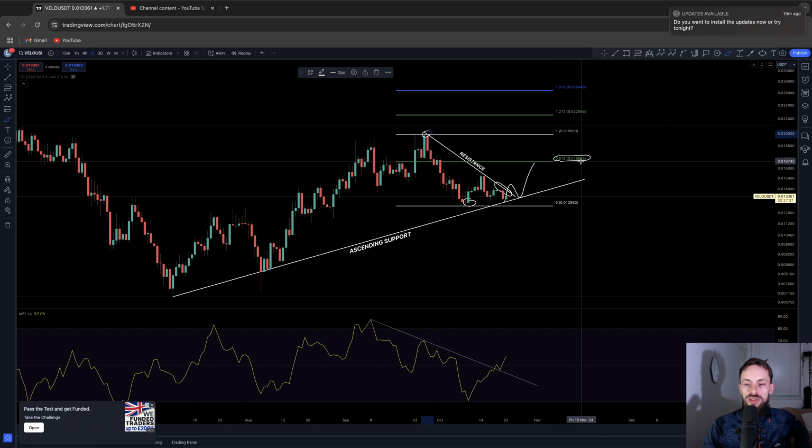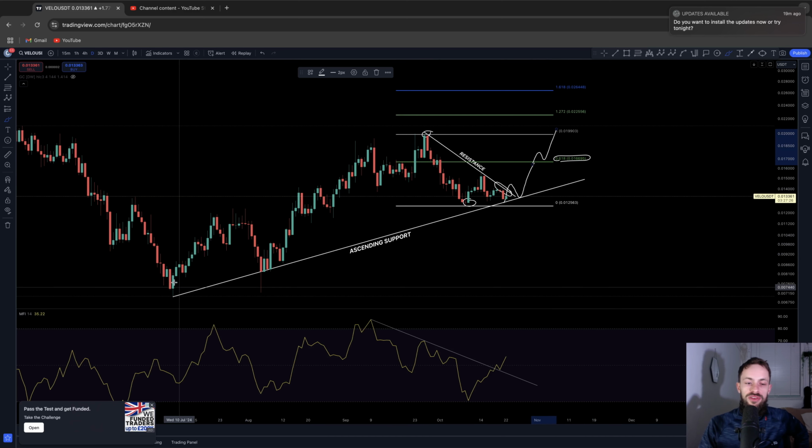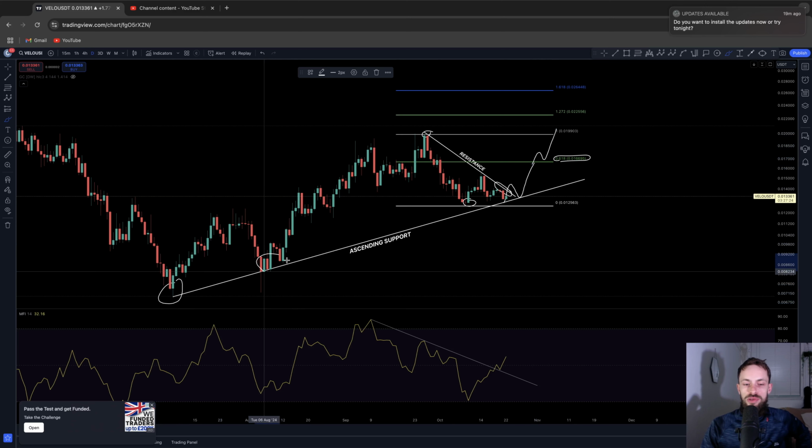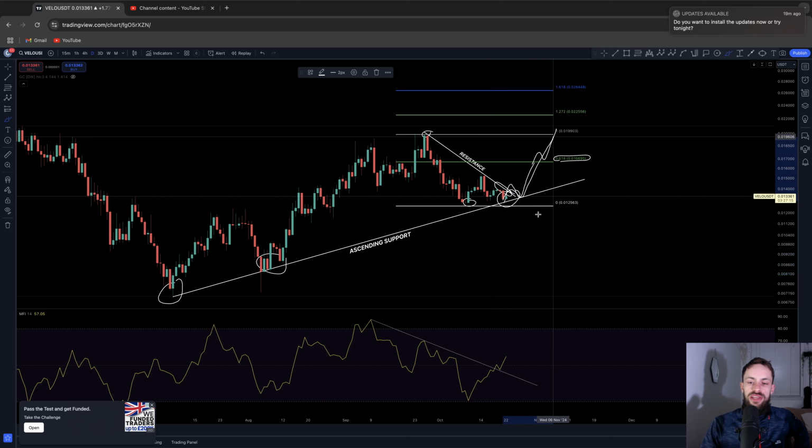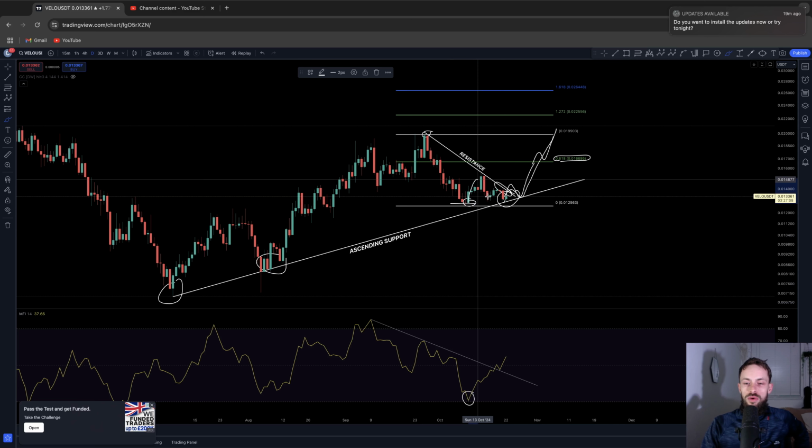The golden ratio at 0.618 is 0.0166. We need to see Velo tackle that in order to see any sort of continuation back up here. But there is a good chance. This ascending support has been holding since July of 2024. We do have another touch point as of recent, and we could again be in the opportunistic areas, where back here on the 10th of October, when we did put in this 1-2 retest, was the actual low.